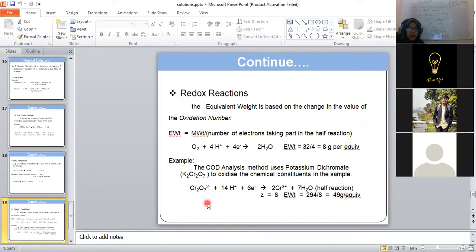You can see the example for chromate. During the reduction of potassium dichromate, it is converted to chromium 3+ by accepting 6 electrons. So what is the reduction number for this reaction? 6. So the equivalent weight will be the molecular weight divided by that number. This is the total molecular weight for potassium dichromate, 294, which will be divided by 6. After dividing, the equivalent weight will be only 49 gram.